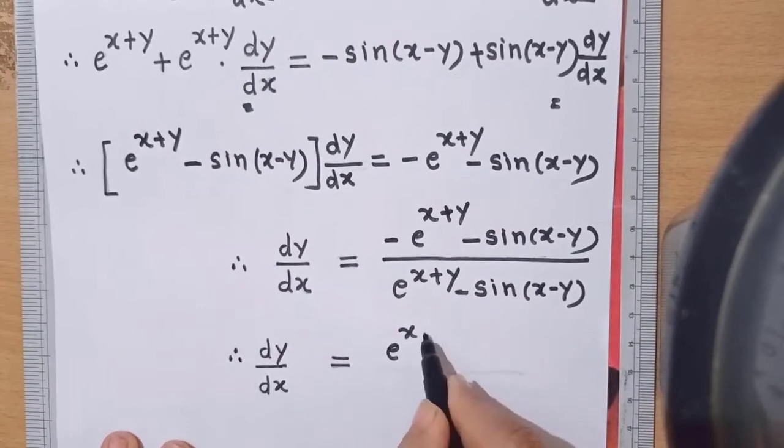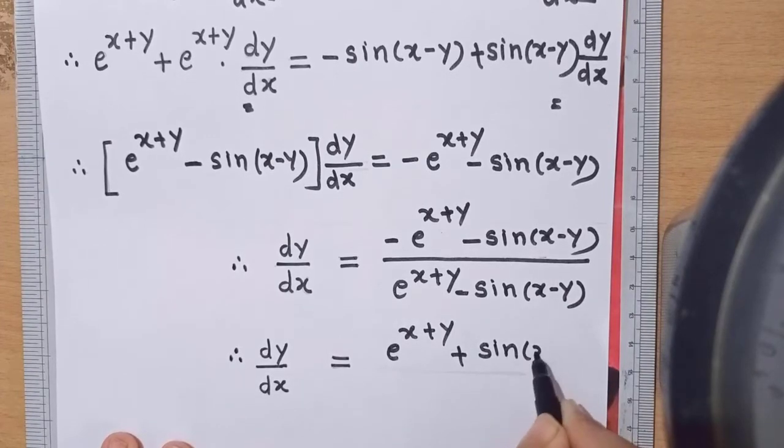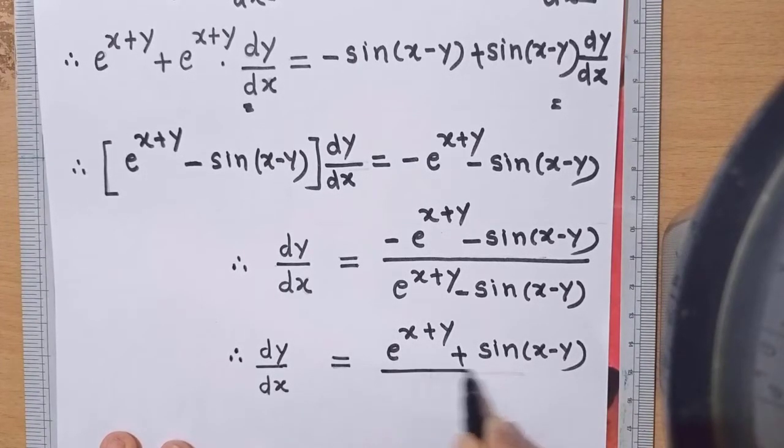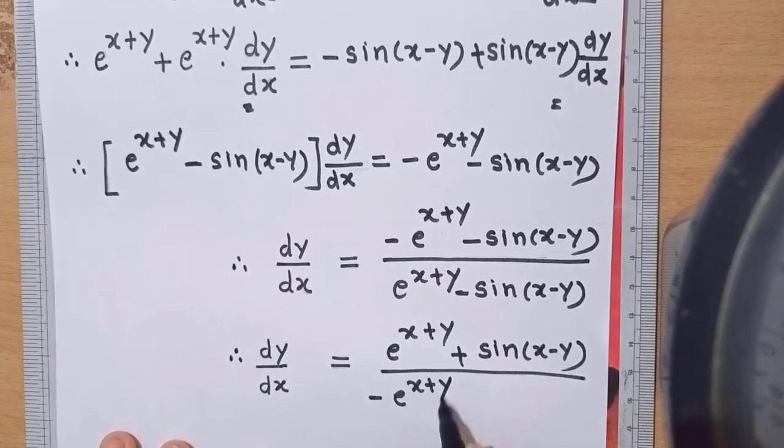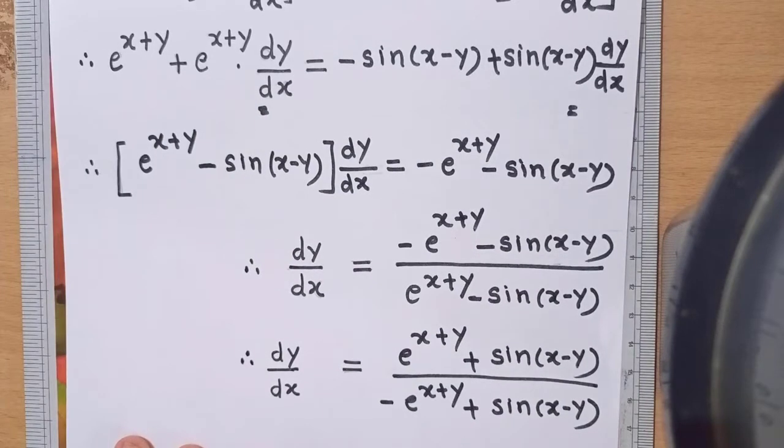So e raised to x plus y, and here plus sine x minus y, and in the denominator this will become minus, and this will become plus, is the final answer, and solve the remaining examples in the same way.